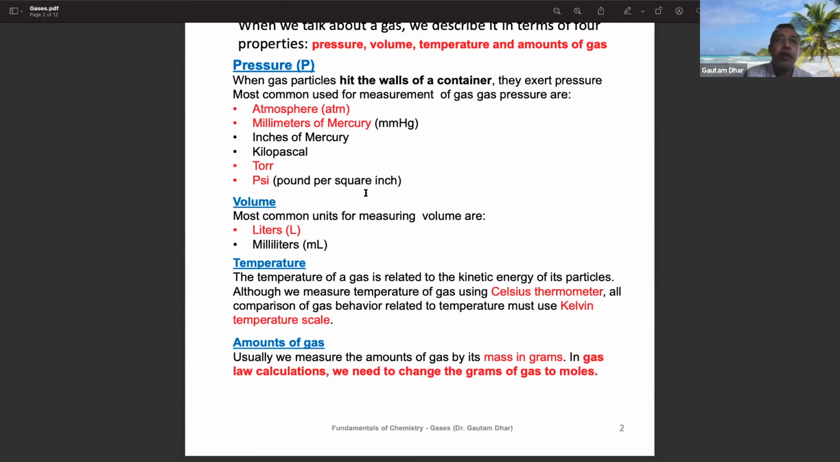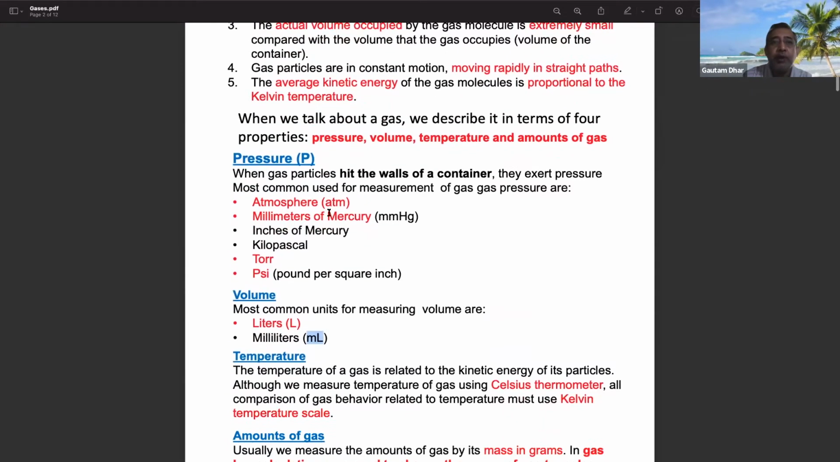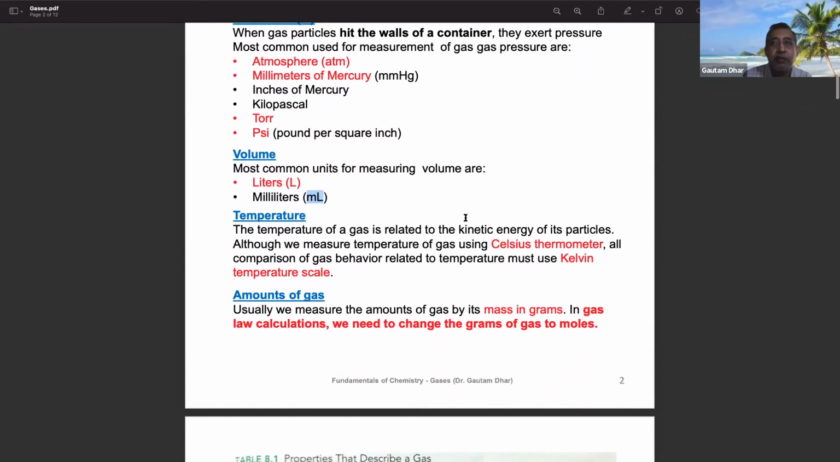So volume, you can think of any volume units. These are the common ones: liter, milliliter. Now, temperature. As you see in the kinetic molecular theory, the energy is related to Kelvin temperature. So all gas calculations must be done in the Kelvin scale, and that is something that you must not forget.